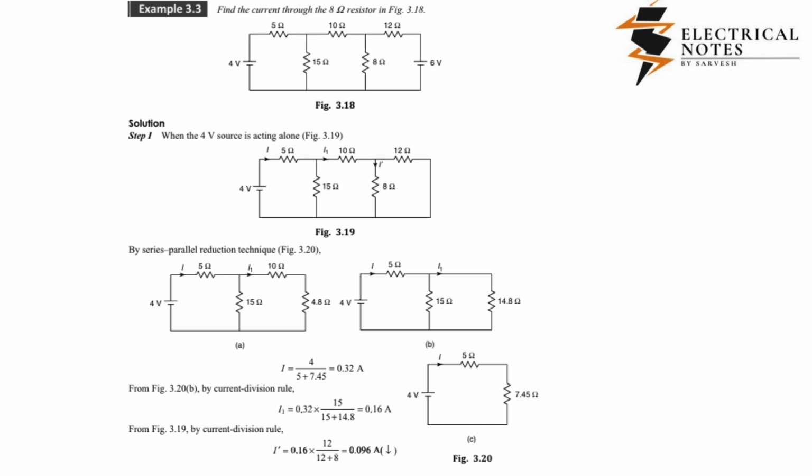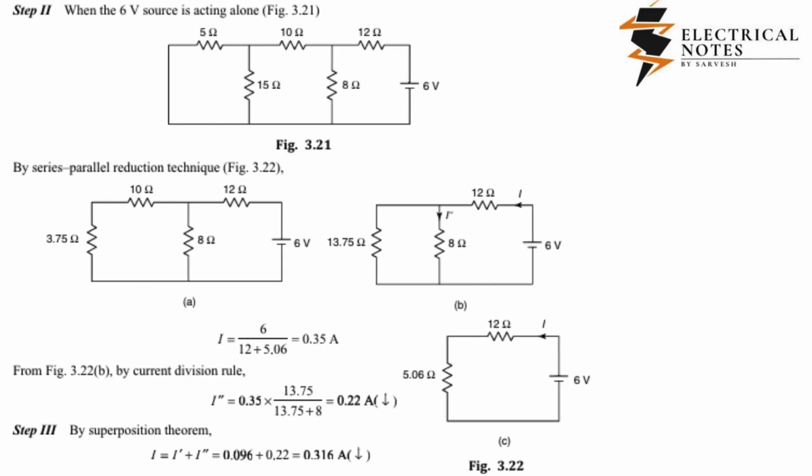A 16. From figure 3.19, by current division rule, I0 equals times plus equals... 12 over 12 plus 8 times 16.